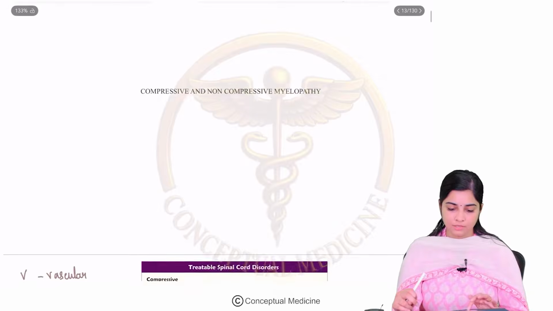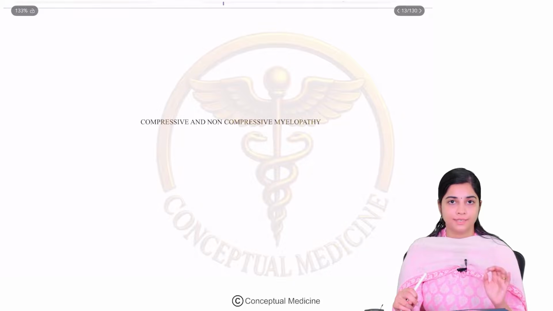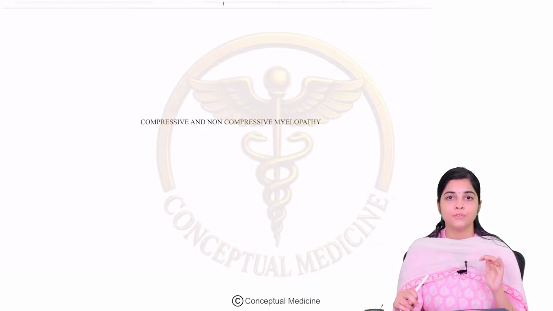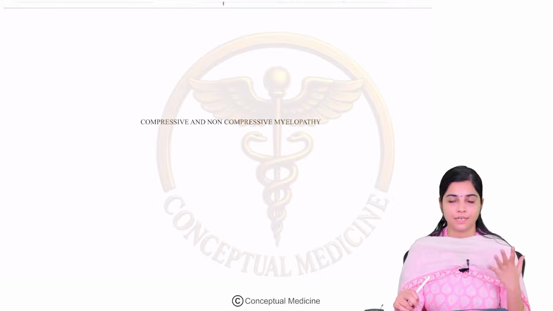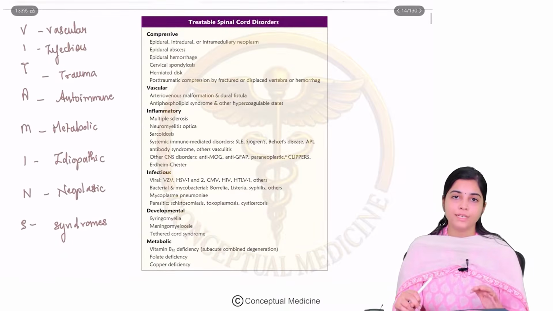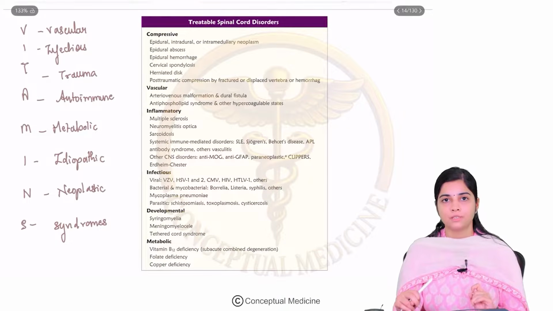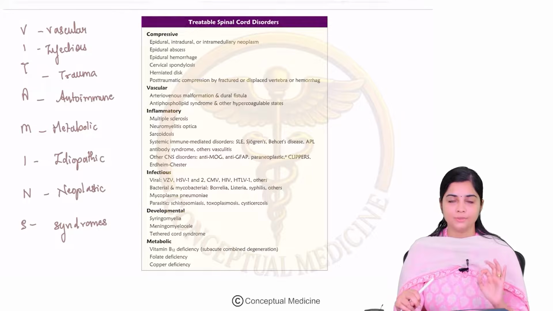Fine. Now, we will move on to the next chapter, which is a part of your spinal cord itself, and here we will enhance our understanding of compressive versus non-compressive myelopathy. So, whenever we speak about spinal cord disorders, we divide them into compressive versus non-compressive.